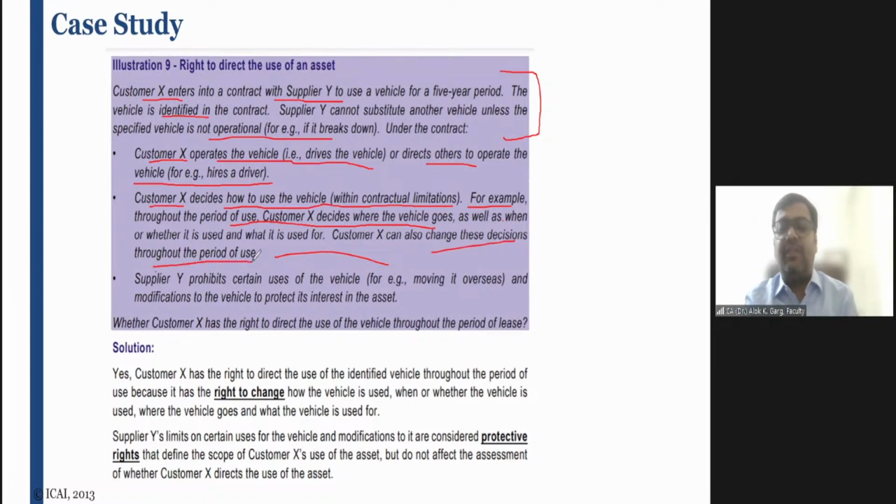It says that within the contractual limitations, it is customer X who is deciding how this car has to be used and for what purpose this car has to be used. It is customer X who is deciding.